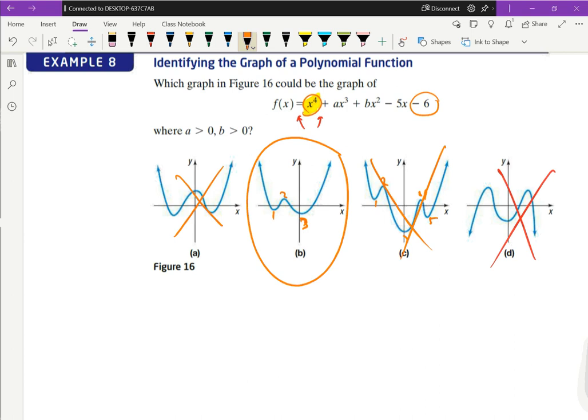You have some of these questions in homework as far as saying which of these things are possible. So you have to go through the various components. Take a look at the end behavior, take a look at the number of turns, and take a look at the constant at the end as far as where it would cross the axis.